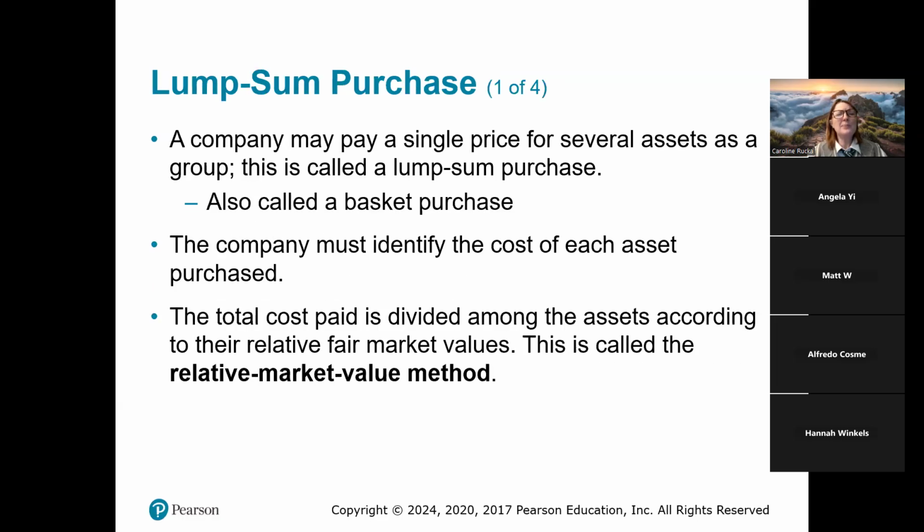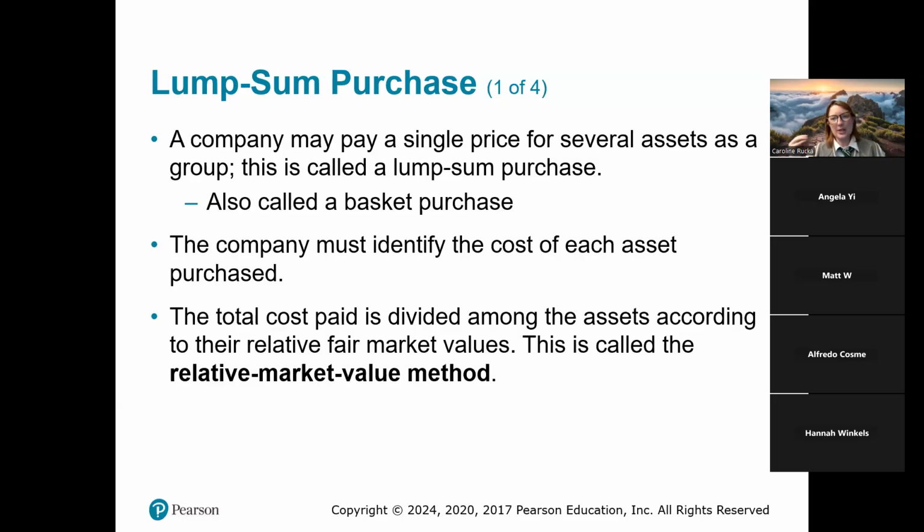Okay, so lump sum purchases. Let's say your company buys a lot. Not a lot as in many, but a lot, a bundle of assets as a group. This is called a lump sum purchase. You can also call it a basket purchase. So in order to put this on our books properly, we need to identify and declare the cost of each asset in this bulk purchase.